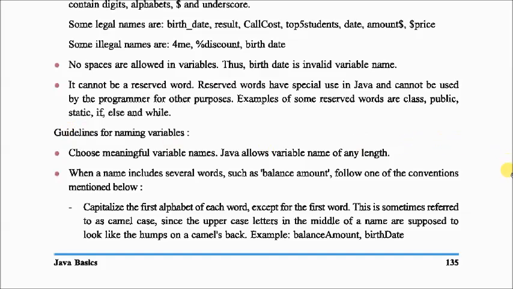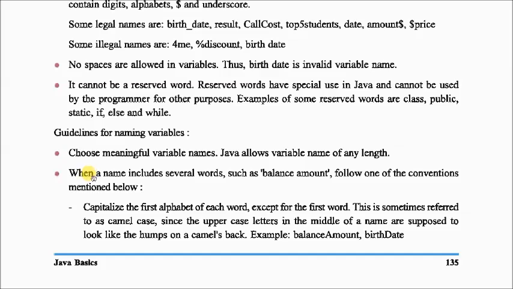Guidelines for naming variables. Some guidelines are there for how you can use variable names. Choose meaningful variable names. Java allows variable names of any length. There is no restriction on how many characters you can use in a variable name. Suppose you are declaring variables for simple interest. SI you can use, means simple interest. P you can use for principal amount, or you can write principal also. Rate of interest, rate also you can use, and number of years. Like suppose students marks, then marks, subject name, like that you can use. Means it should be meaningful, so that the user will be able to understand which type of values will be held by that variable.